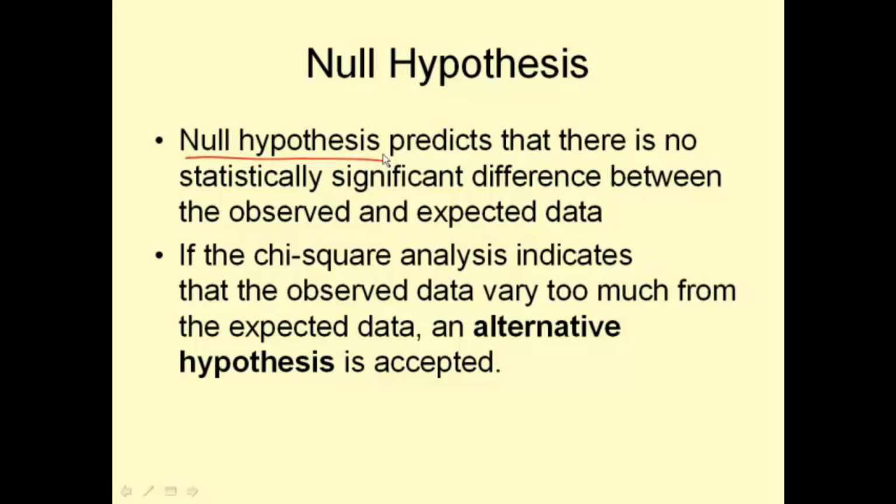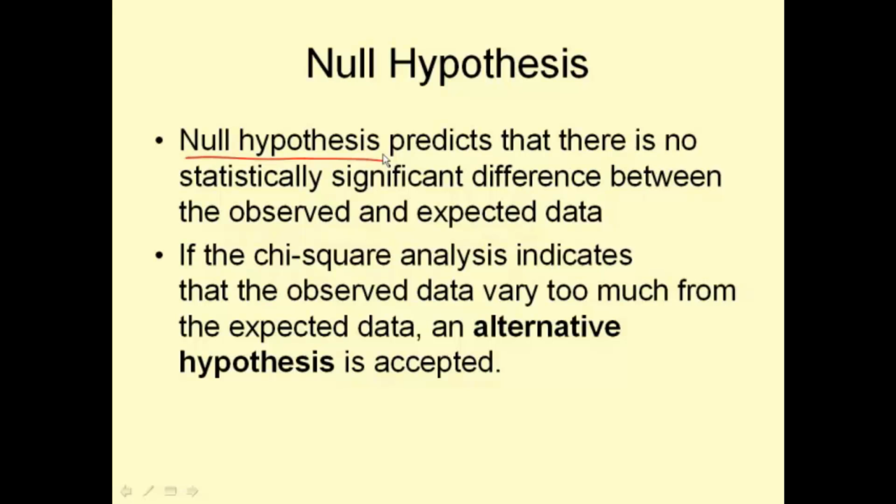You're going to predict that what you observe and what you expect, any differences would be due to just random chance. So if we use our coin example and you predict 5 out of the 10 times it'll be heads, and then instead 6 out of the 10 times it is, probably that's not statistically significant. That's just due to random chance. So your null hypothesis is going to predict that.